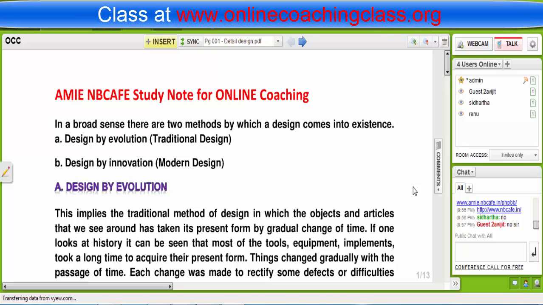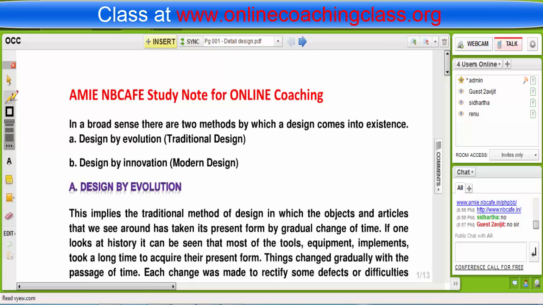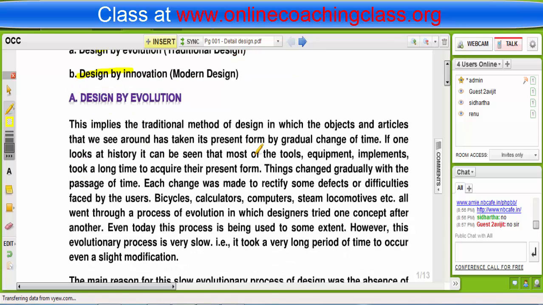In a broad sense, there are two methods by which a design comes into existence. One is design by evaluation, another is design by innovation. Design by evaluation is called traditional design. Why is it called traditional design?